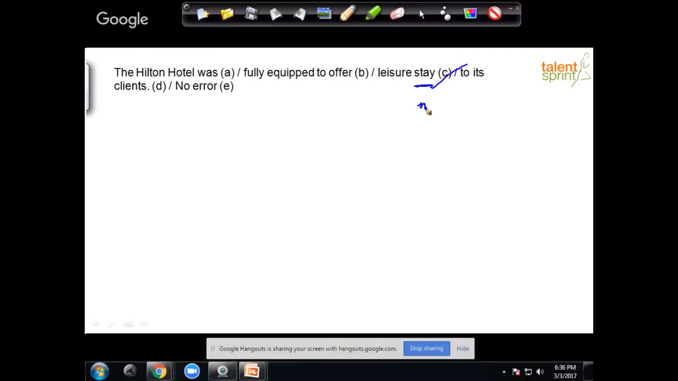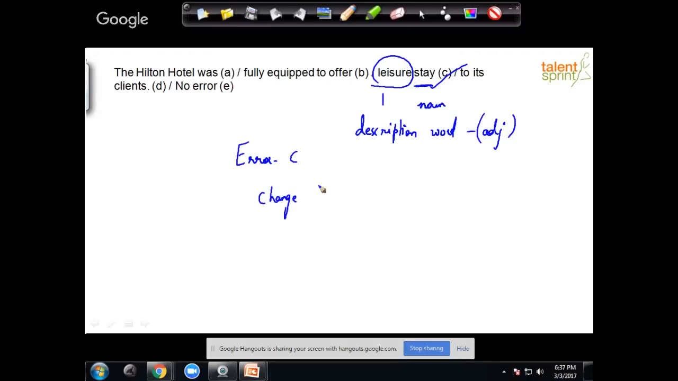See this stay, this is a noun, right? So this word needs to be describing what sort of a stay, right? I need a description word. A description word is always an adjective, right? So what is the adjective form of this word? Can somebody quickly tell me? What's the adjective form of leisure? The error is in part C, Bhargav, not B. You change leisure, which is a noun form, to an adjective form to describe stay. Leisurely.